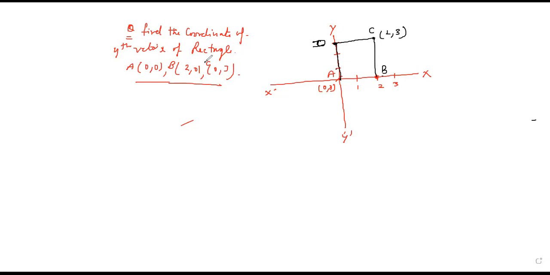I have taken these points from my side. He has not given me the point. So this point is D.